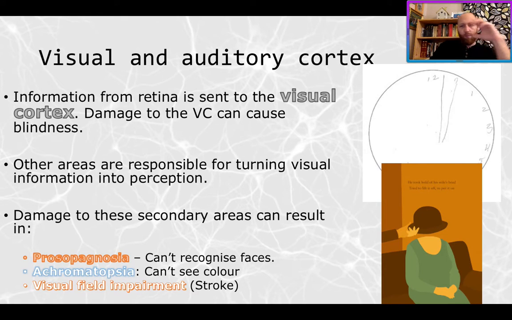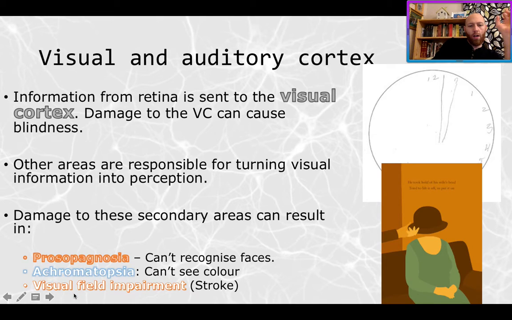Damage to the secondary area. So damage to the primary area, the visual cortex, results in blindness, but damage to these peripheral areas, these secondary areas, can lead to perceptual abnormalities such as prosopagnosia, which is can't recognize faces. The man who mistook his wife for a hat suffers from this.